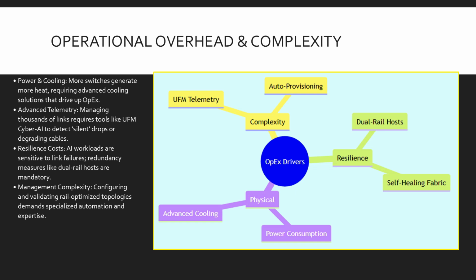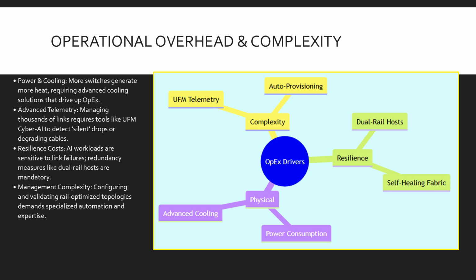Finally, we must account for operational expenses, OpEx. Those 164 switches in a Super POD generate significant heat, driving up power and cooling costs nonlinearly. Beyond utilities, the complexity of managing thousands of optical links creates a new challenge. You cannot manually debug this scale.